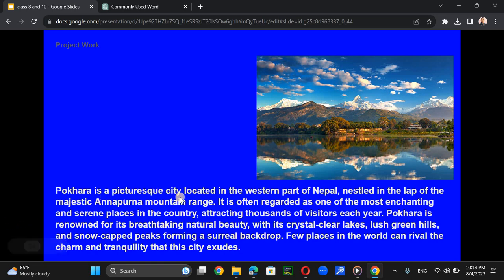Pokhara is a picturesque, very beautiful city located in the western part of Nepal, nestled in the lap of the majestic Annapurna mountain range. It's often regarded as one of the most enchanting and serene places in the country, attracting thousands of visitors each year. Pokhara is renowned for its breathtaking natural beauty, with its crystal clear lakes, lush green hills, and snow-capped peaks forming a surreal backdrop. Few places in the world can rival the charm and tranquility that this city exudes.